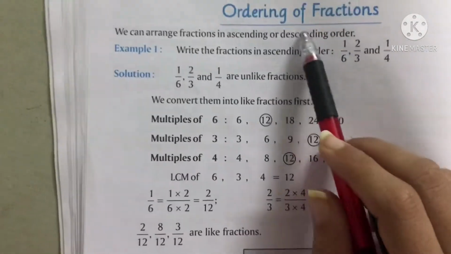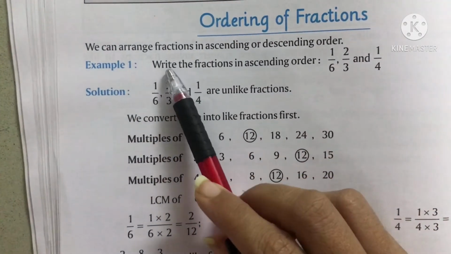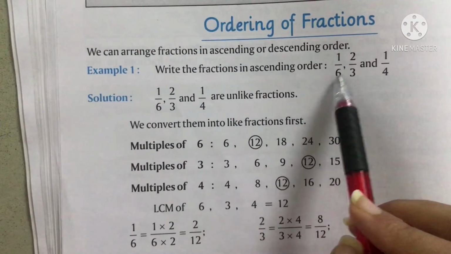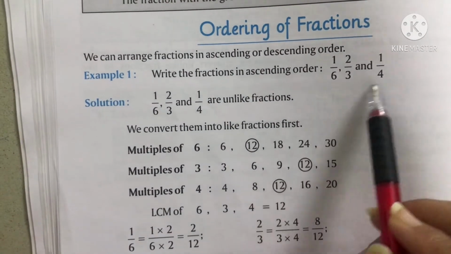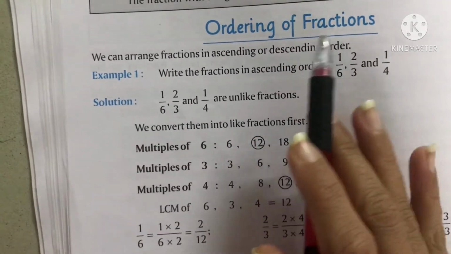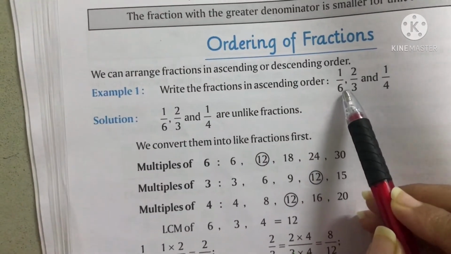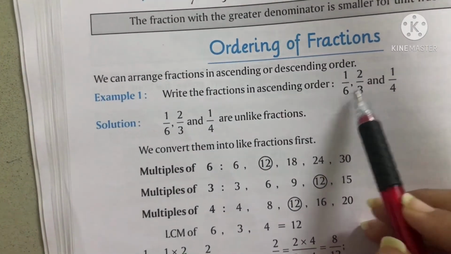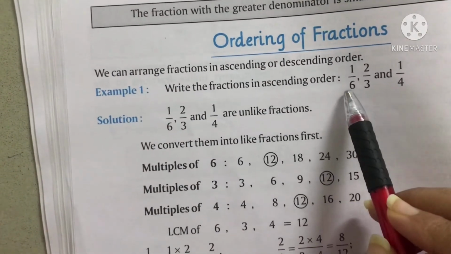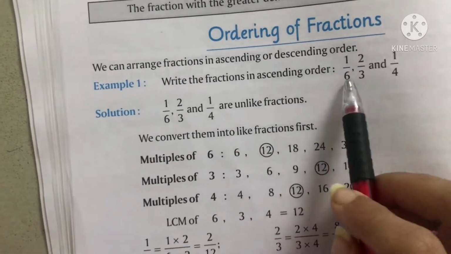Now, ordering of fractions. We arrange fractions in ascending or descending order. Write the fractions in ascending order. We are given 3 fractions, 1 by 6, 2 by 3 and 1 by 4. Looking at these fractions, you already know they are unlike fractions. There are no same numerators, no same denominators, nothing. So we need to convert them into like fractions first. To do that, we will first list out the multiples of all the 3 denominators and find the LCM.